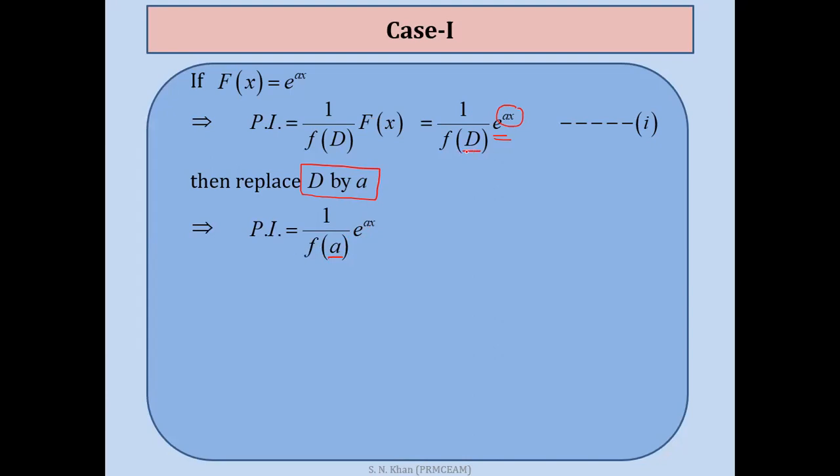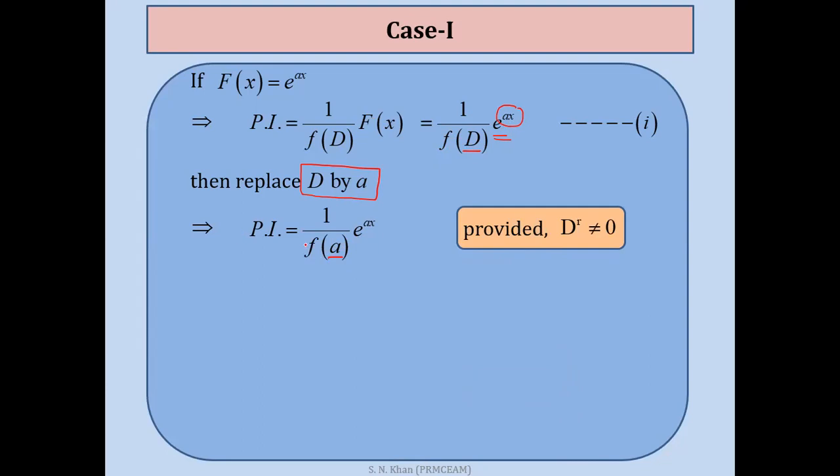Earlier we had function of D here. We will have this bracket in the form of D. So after replacing D by a, this bracket will become function of a. Whatever the value of a is, we have to put it here. And there is one condition. If you are replacing this value, then after replacing, the denominator should not become 0. The value of the denominator should not be 0.